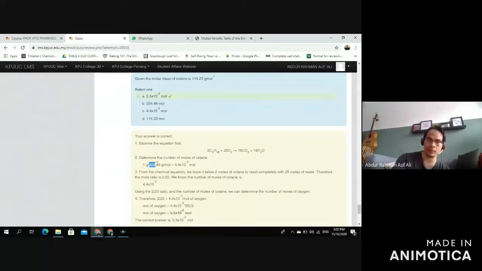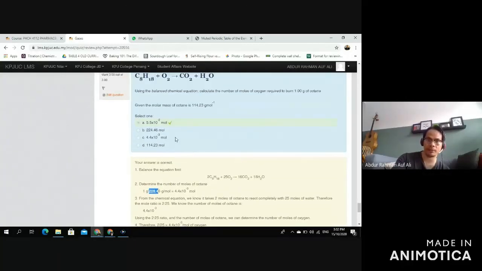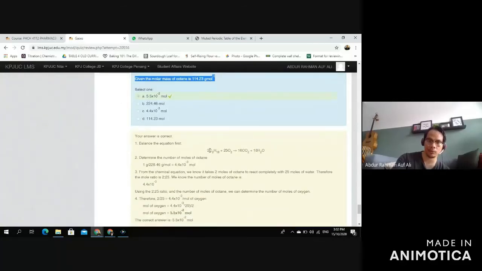Divided by its molar mass, I have added 12 multiplied by 8 because the atomic mass of carbon, I have given here. The molar mass of octane is 114.23. This is the molar mass of 1 mole of octane. But here we have 2 moles, so you need to multiply by 2. 114.23 multiplied by 2, you will get 228.46. So the number of moles is 1 over 228.46, which gives 4.4 times 10 to the power of negative 3.